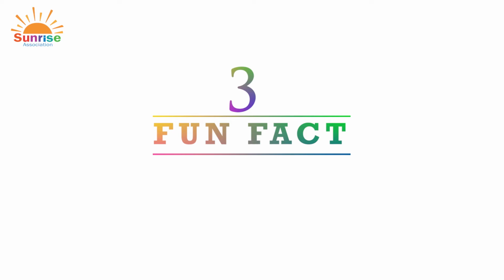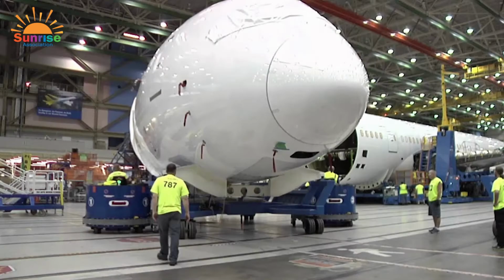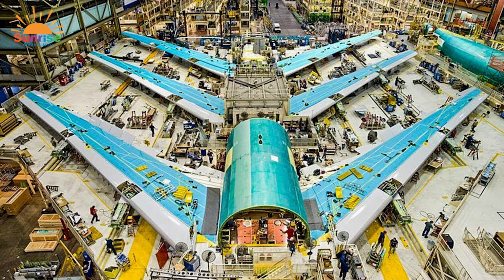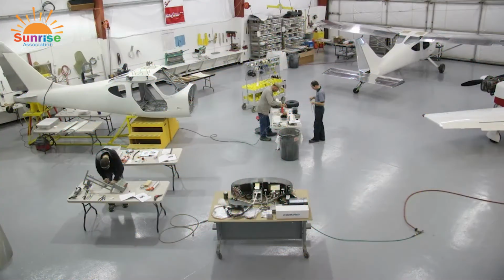Fun fact number 3, building an airplane is a huge task, and it takes a lot of work. Most planes have 6 million parts. The people who help build planes must be very smart and able to pay attention to all of the details.